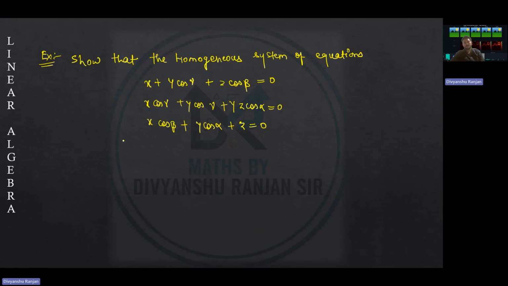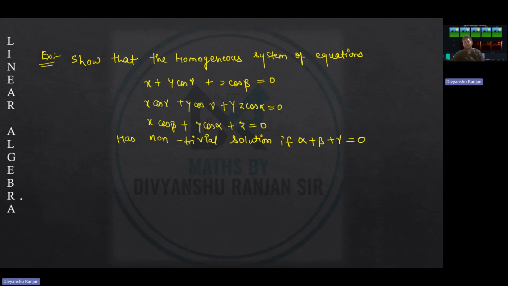Okay, so it has a non-trivial solution. Already it is given that it has a non-trivial solution. कब होगा जब अल्फा प्लस बीटा प्लस गामा which is equal to 0. ठीक है, सो सॉल्यूशन पार्ट देखते हैं इसका कैसे होगा.